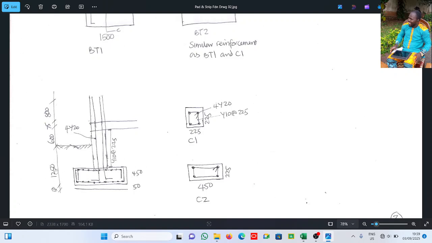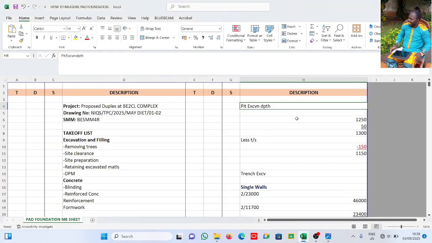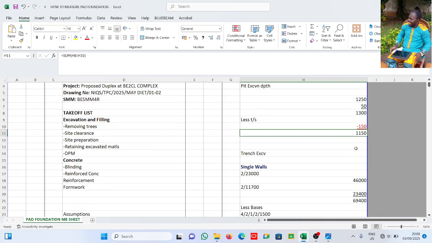So we have 1250. If we add the blinding to it, it becomes 1300. But remember, in the course of our excavation, we have removed topsoil, so you need to put that into consideration. Now let us come over here. See it here. 1250 plus 50 gives me 1300. Then I remove topsoil, because I already removed topsoil. So you must not forget that. These are things your examiner wants to see, and even the person that wants to check your work. So this gives me 1150.